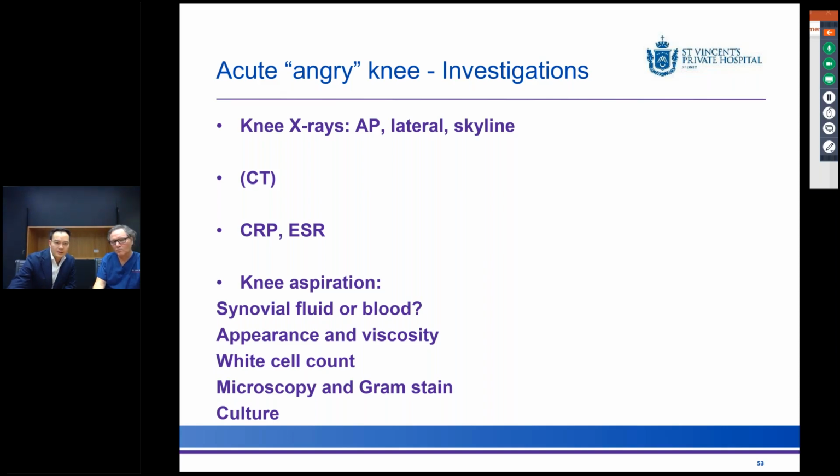In some situations where we're suspicious of a fracture, which is not easily seen on the X-rays, there may be a need for a CT. And when there's concern of infection, we check inflammatory markers and we do a knee aspiration.